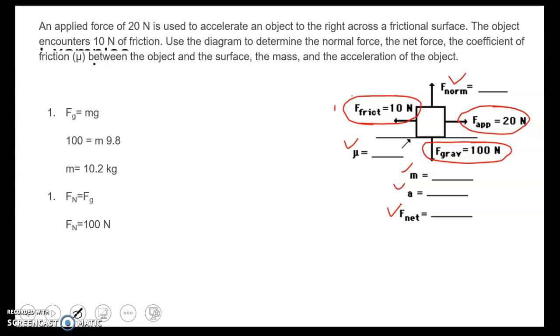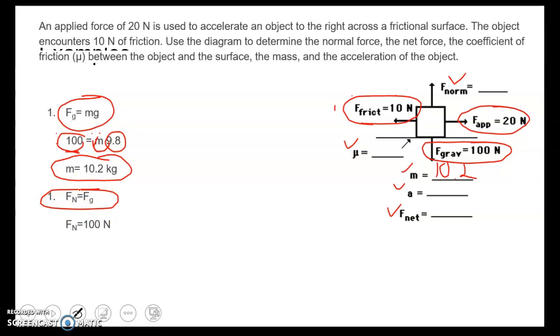First, if I know the force of gravity, I know that is equal to mass times g. On Earth, g is 9.8, which means I can solve for mass. Force of gravity is 100, g is 9.8, solve for m, divide both sides by 9.8, and I get a mass of 10.2 kilograms. Now, because my surface is horizontal, I can assume that normal force and gravity are the same. So my normal force is a very easy 100 newtons.